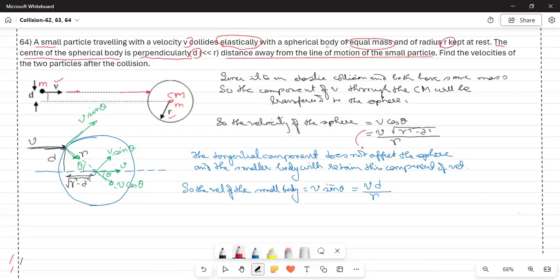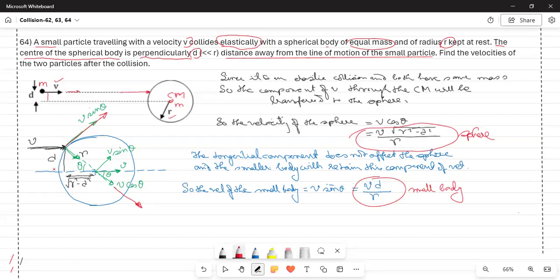So these are the two velocities: the velocity of the sphere, and the velocity of the small body. Though they have not asked in this question, the motion of the sphere will be in this direction, and the motion of the small body will be in this direction. And once again, you have seen these two directions are at right angle to each other, right?